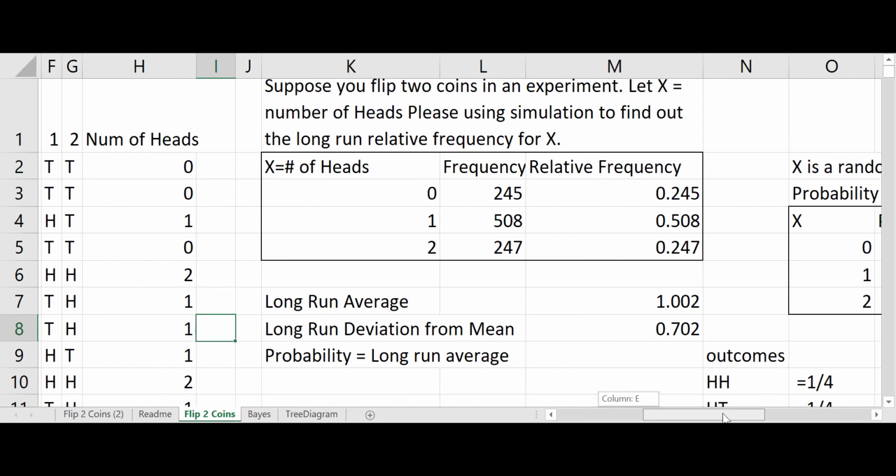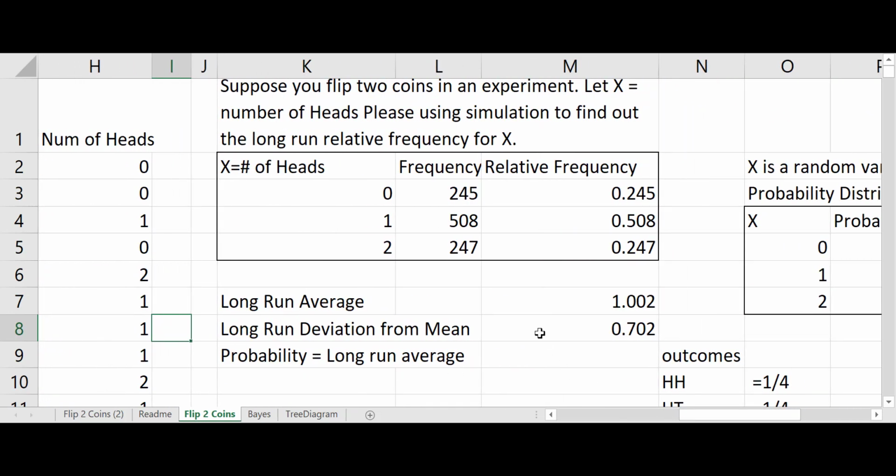Okay, so this is the end of part 1. We learned about relative frequency, and how we can simulate the experiment in Excel to verify that the long run relative frequency is the probability.